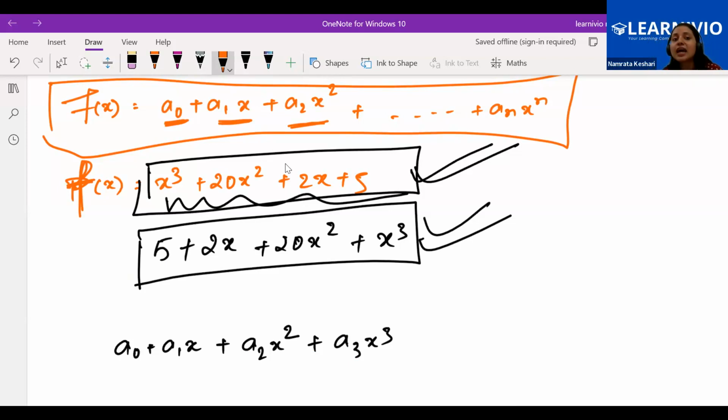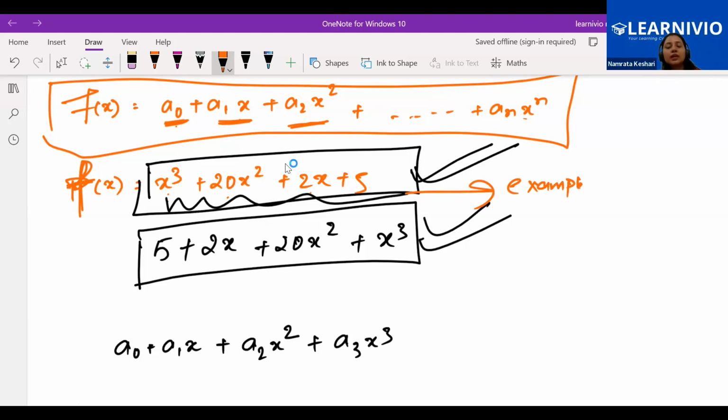So the standard format of a polynomial function is a0, a1x, a2x square, and then the highest power, an x to the power n, whatever is there. We have also seen the polynomial in this form in previous classes: x cube, 20x square, 2x plus 5. It's a cubic polynomial, and the arranged format was always the highest power first, then smaller, then smaller, which we can write in reverse way. So there is no difference between the standard format and the polynomial which we have written. The format is exactly the same.